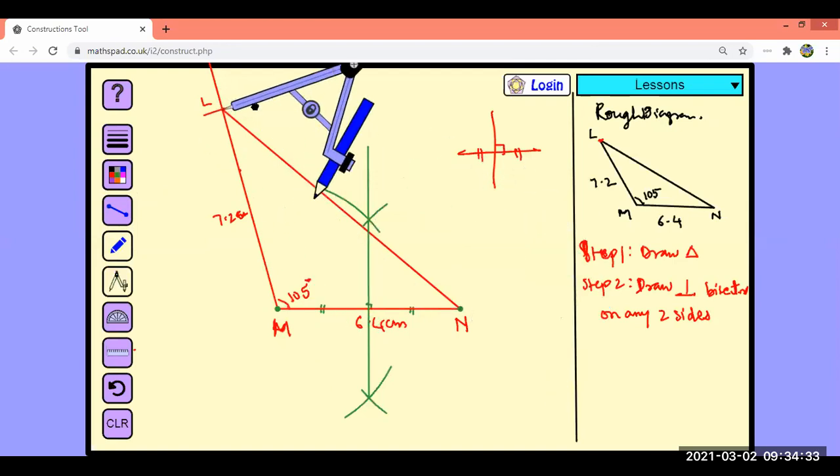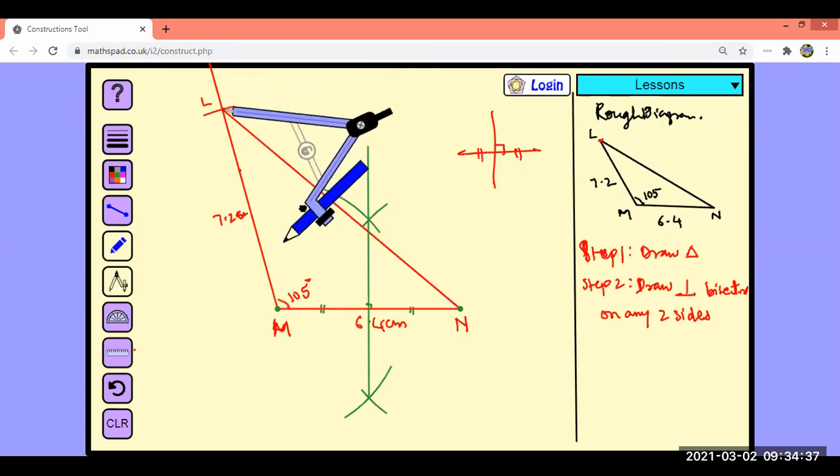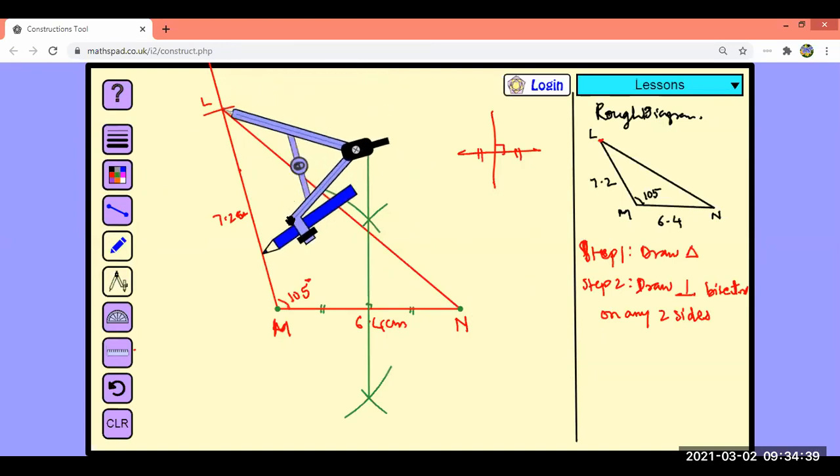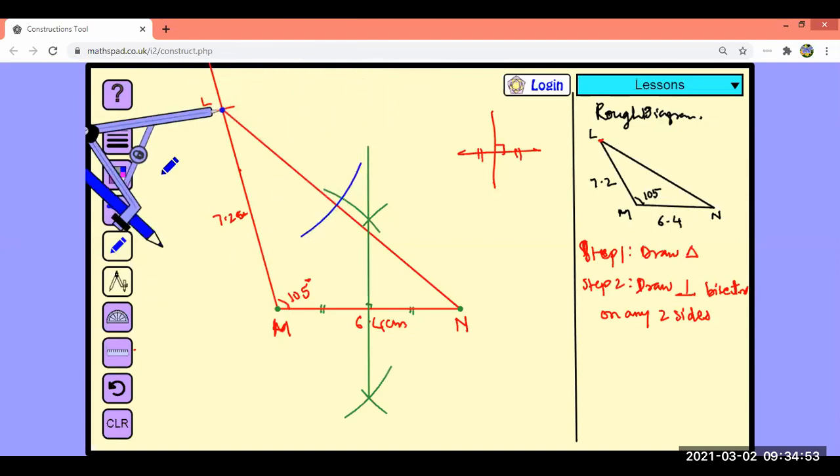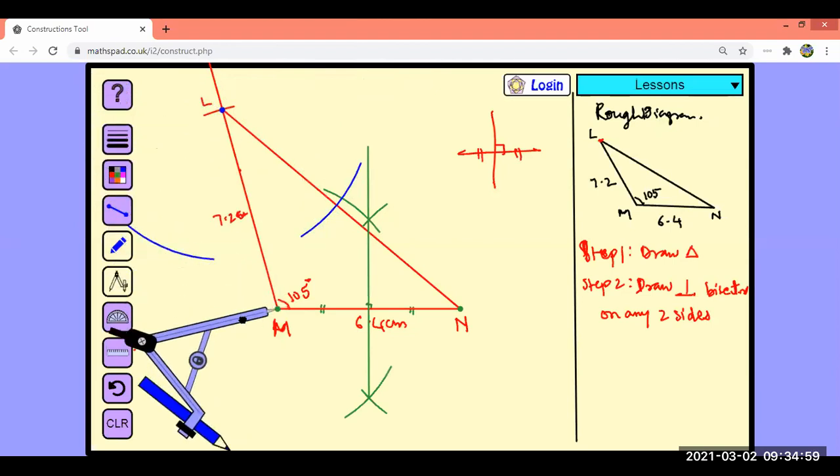So what we will do, we place the steel point on L, take distance more than half, okay, and here I have fixed this distance. So we need to draw an arc on the left hand side and right hand side. So here one arc on this side and another arc on the other side. So just a minute, students. Yes, on this side. So one arc on this side, and then we place the steel point on point M.